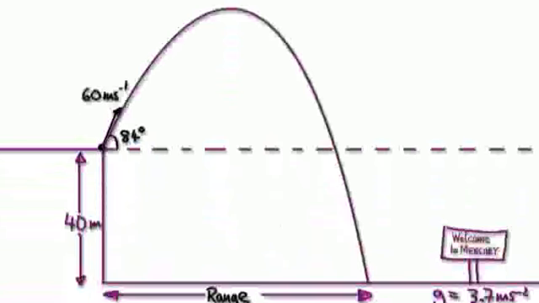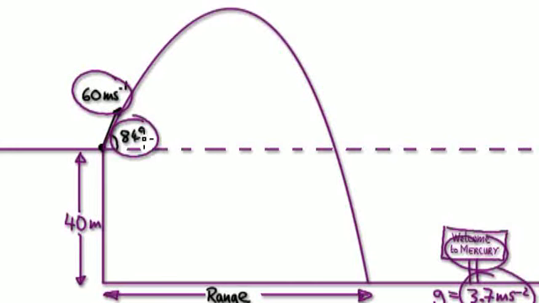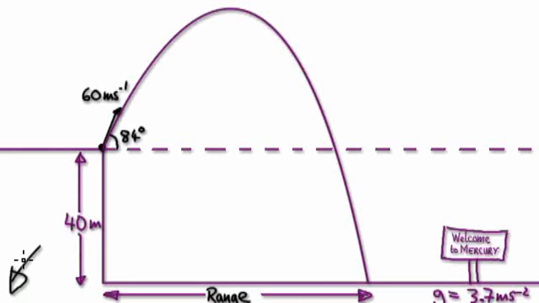Okay, let's give you guys some more practice. So now we are on Mercury. Gravity on Mercury is 3.7 meters per second squared. We're going to fire a cannonball at 60 meters per second at an angle of 84. We are on top of a hill which is 40 meters high. Find out the range. So do what you have to do, find out the range. So press pause and have a go.